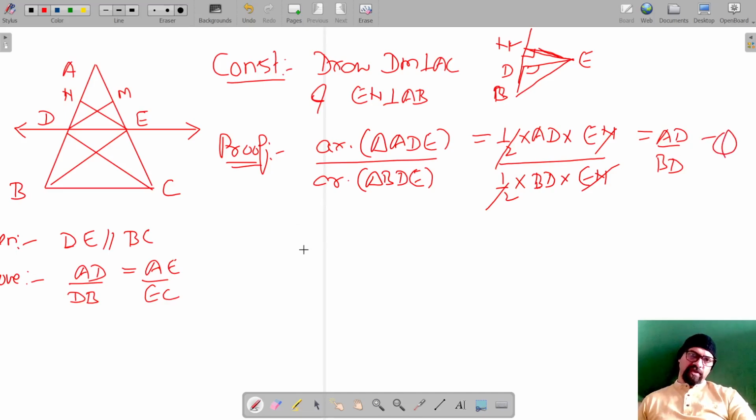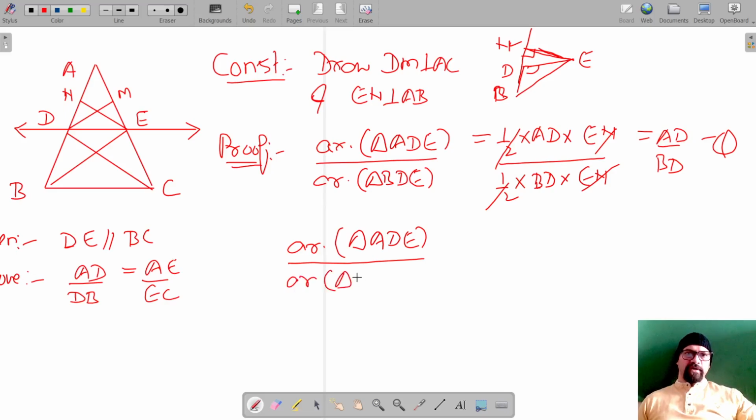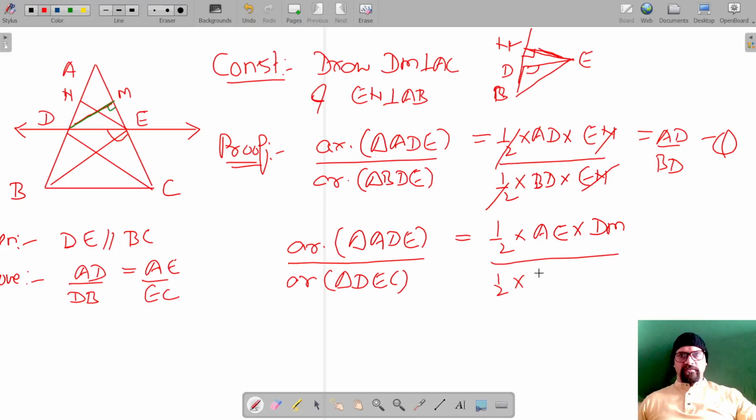Let's say this is the first equation. And once again, we are going to take the next triangle. This is the same triangle ADE, but in this case the area of triangle DEC. Now for ADE, let's say the base is AE and corresponding to base AE, the altitude is DM. So now this is half into the base, and triangle DEC is also an obtuse angle triangle for which the perpendicular is outside the triangle, which is DM, and its base is EC and the perpendicular is DM. So this gets cancelled, half and half. And finally, we have AE by EC.